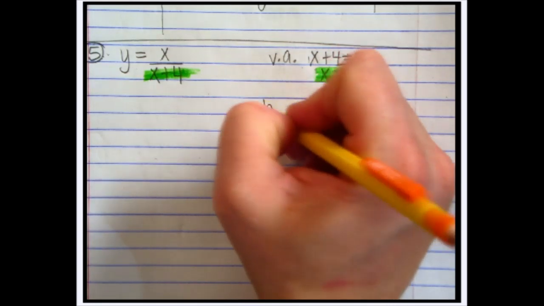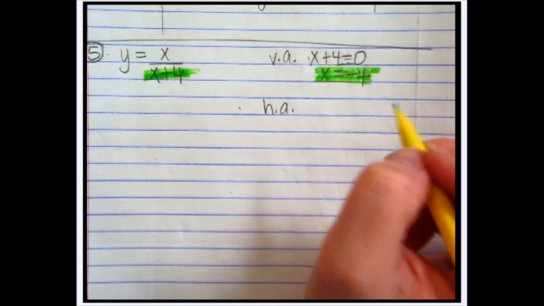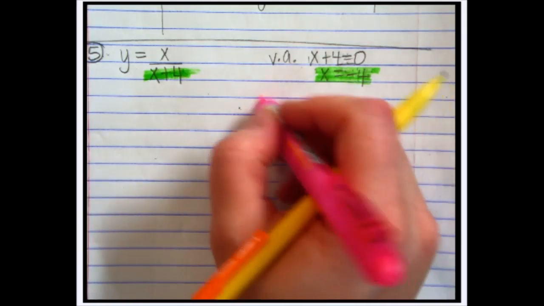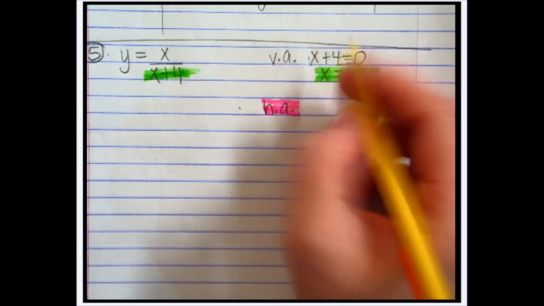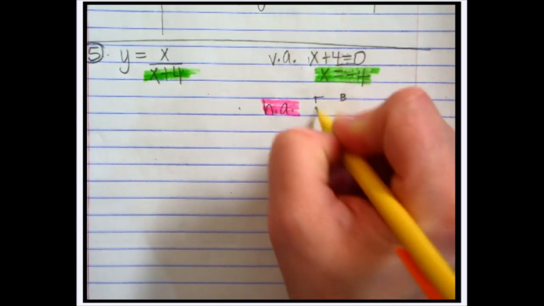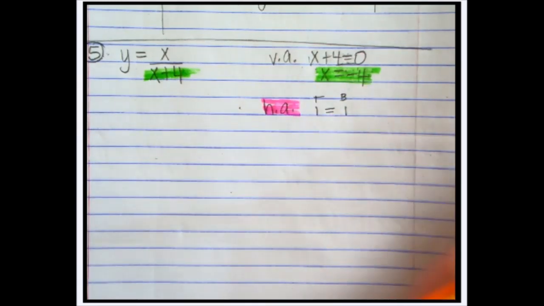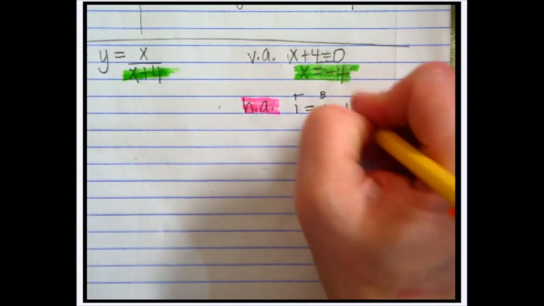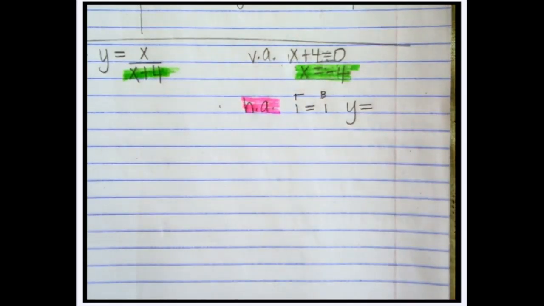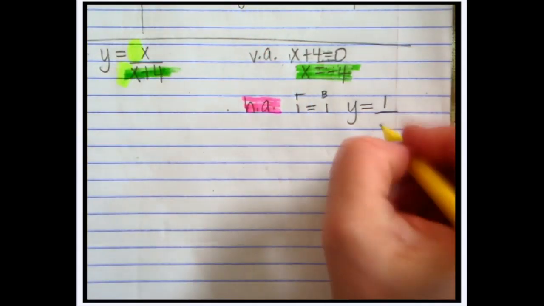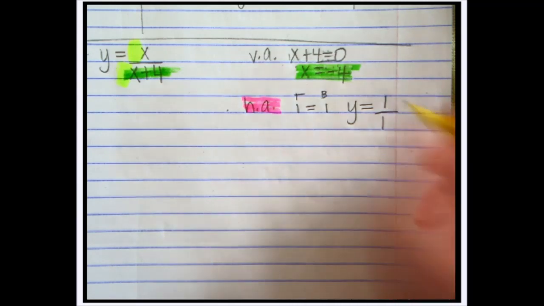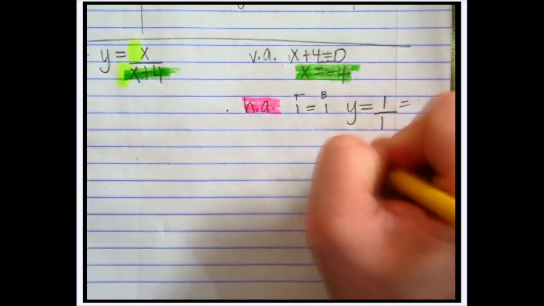Let's look at our horizontal asymptote. Again, this is when we look at the degree of the top and the degree of the bottom. In this scenario, we have a first degree on the top and a first degree on the bottom, and so 1 equals 1. This is the scenario where we look at our lead coefficients. The coefficient in front of x on the top is 1, and the lead coefficient in front of x on the bottom is 1. So we just take 1 over 1 and we get y equals 1.